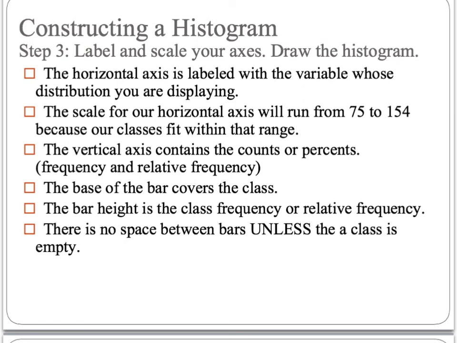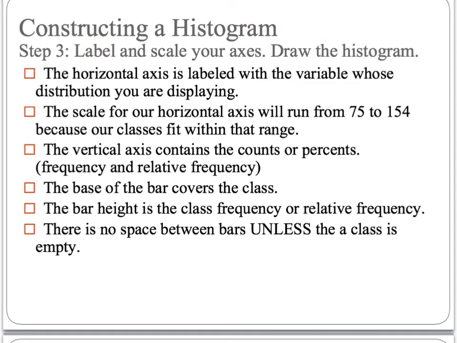Alright, so we're at step 3, and this just gives us some guidelines when creating a histogram for you to look back on. You always want to label and scale your axes before you draw it. The horizontal axis is going to be the one where you have your classes, and our scale for that axis is going to go from 75 to 154 in this case, because that's where our classes fit. The vertical axis is going to contain your counts or your percents, depending on if you're using the frequency or relative frequency. The base of the bar is going to cover the entire class.